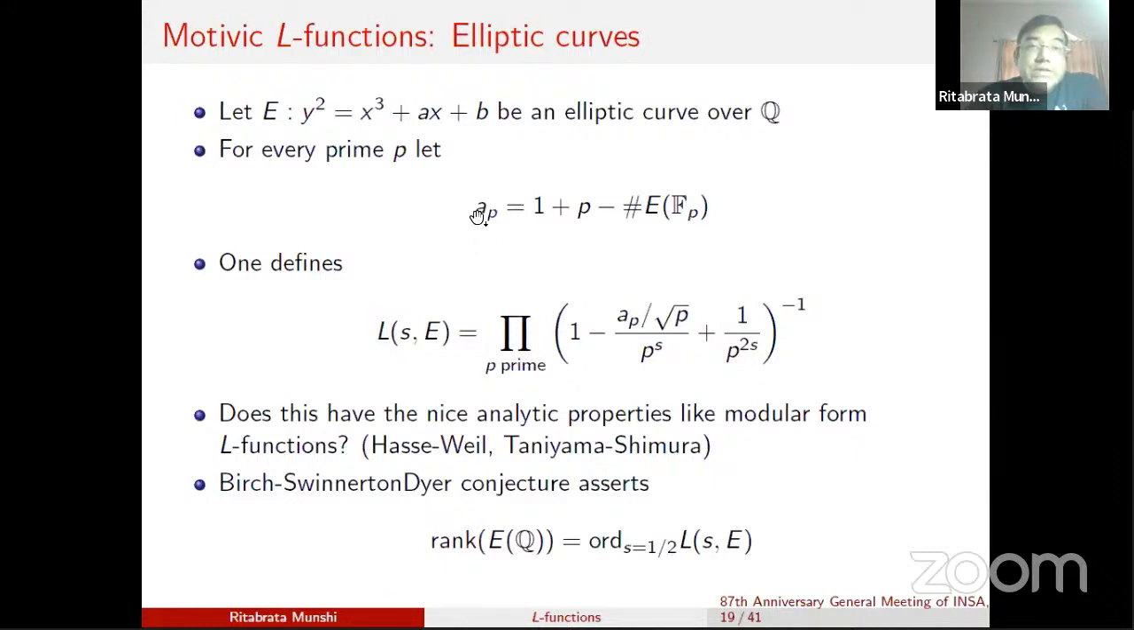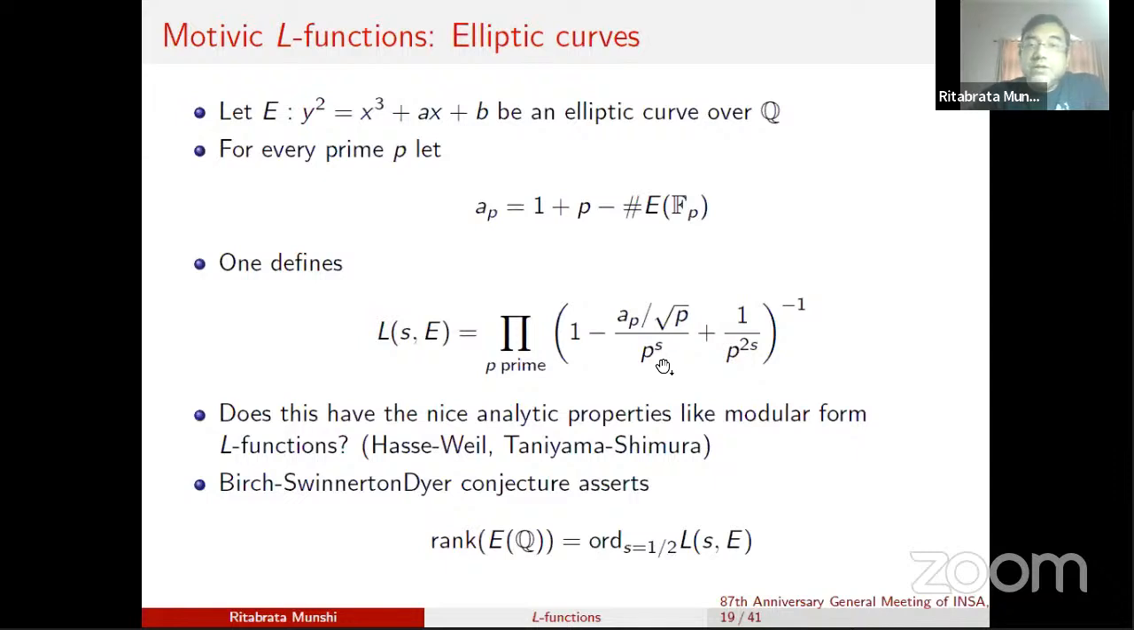And using these numbers, you can define an L function. Okay, so you form an Euler product. And here again, you have to normalize because these a_p are known to be of size square root of p. That's a theorem of Hasse. So you divide by square root of p, and you form 1 minus a_p over p to the power s plus 1 over p to the power 2s, inverse. And you look at this Euler product.